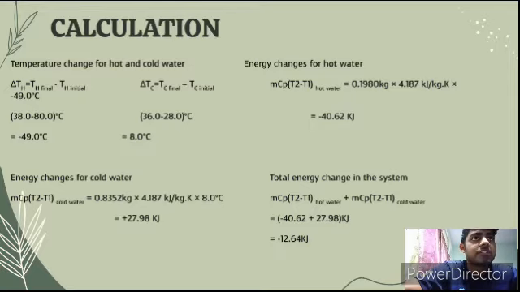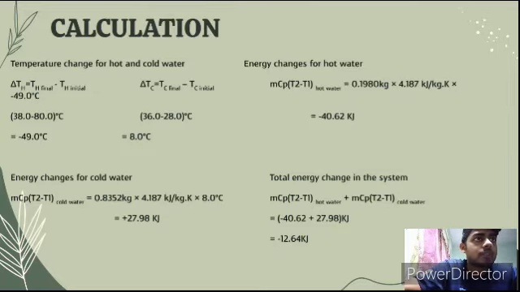Moving to the calculation, temperature change for hot and cold water will be calculated by the difference of the final value minus the initial value. So for the hot water, 38 degrees Celsius, which is the final value, will be minus the 80 degrees Celsius, and the final value is 49 degrees Celsius. And for the cold water, 36 degrees Celsius minus 28 degrees Celsius, which will give us 8 degrees Celsius.